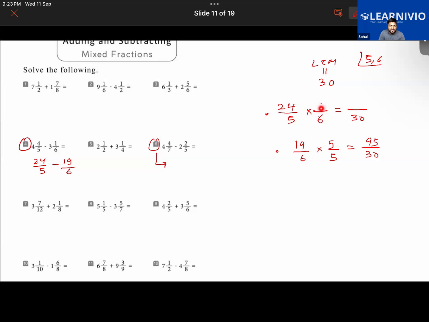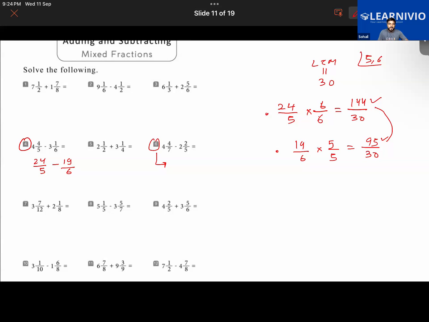Yes, sir, I did the same number. 6 times 24, that is how much? 144 upon 30. Okay, then you have to add these two fractions. Now they are like fractions, Habib and Sumaya. So simply add the numerators and find out the answer.